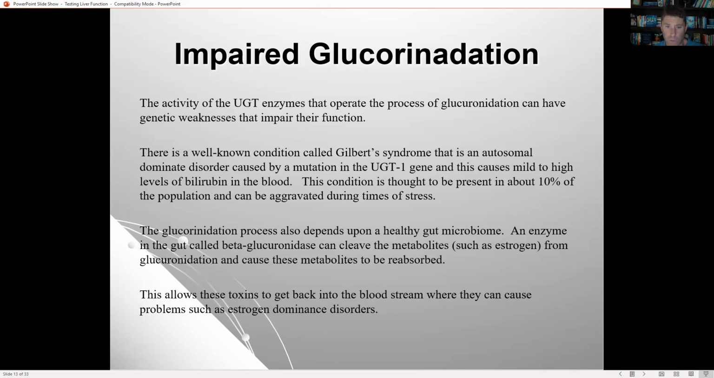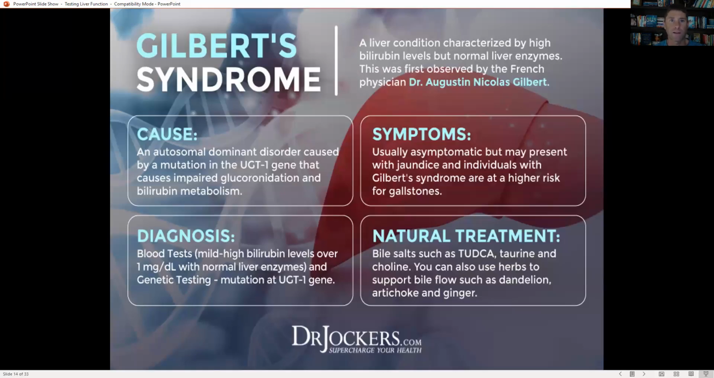And so we've got to also address the gut, which is important here. So again, we don't want to allow these higher amounts of estrogens to be put back into the system. So we can measure beta glucuronidase, right? We can also look at different things. Gilbert's syndrome, we'll talk about this real quick. It's a liver condition characterized by high bilirubin levels.